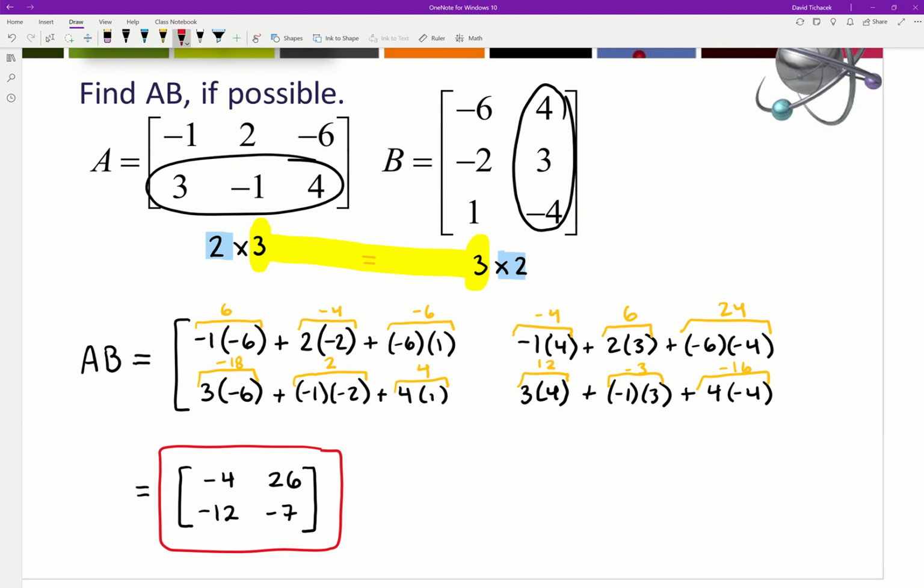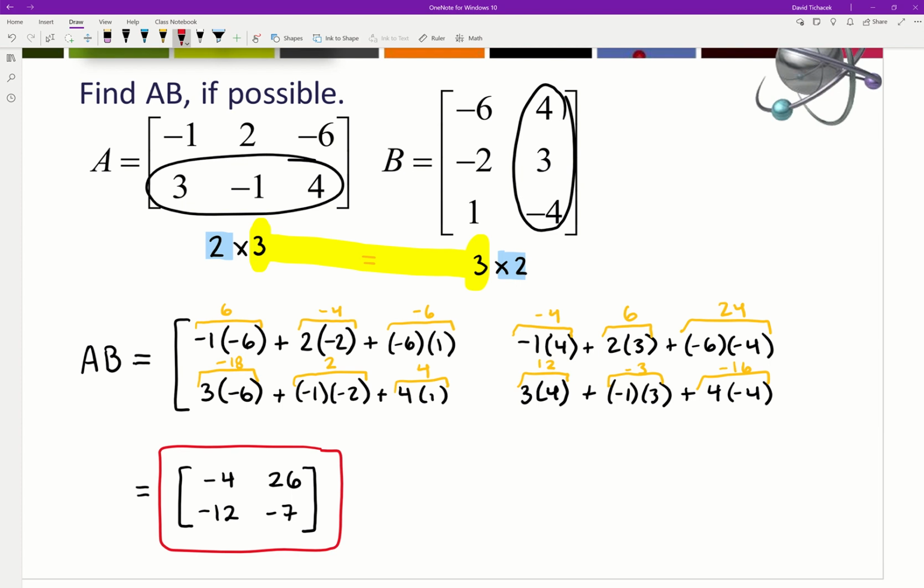So I know that that is a very, very tedious process, but hopefully you were able to see the pattern there. Again, we're just doing all the combinations of a row from A times a column from B, and then just adding up all of those multiplied entries, right?